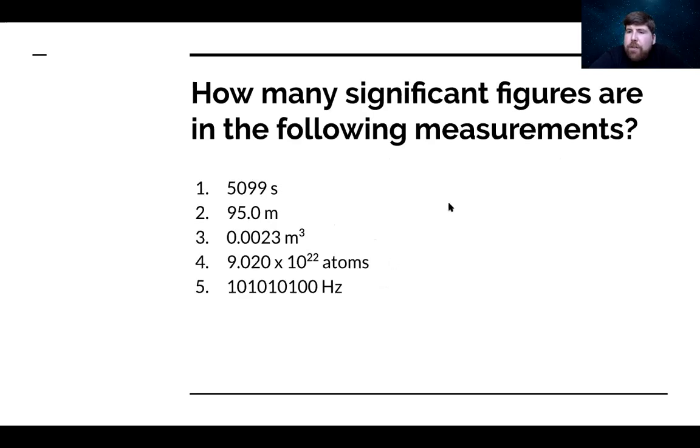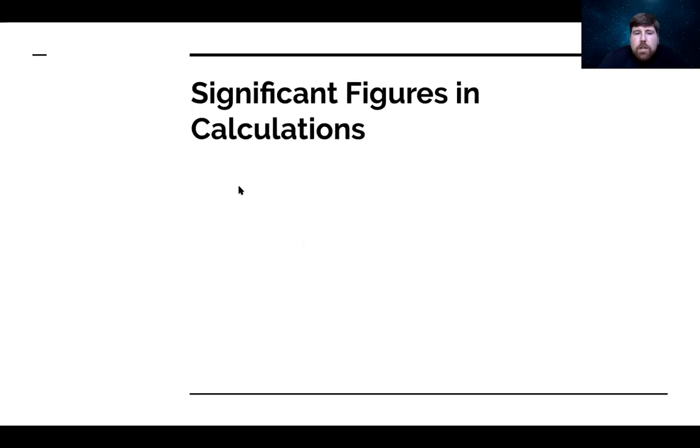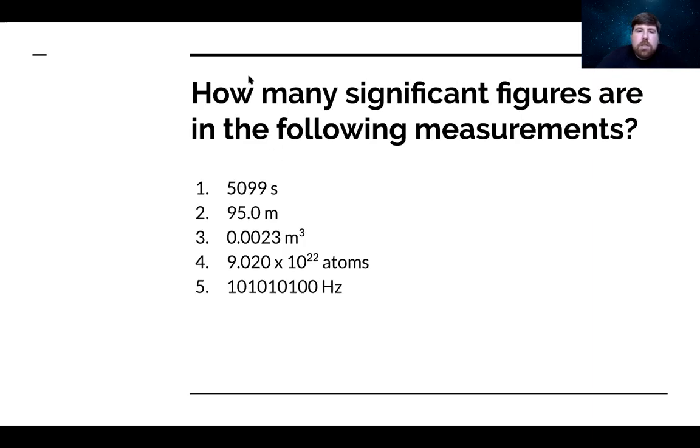So let's look at a few examples here just to make sure we're keeping up with how to identify numbers of significant figures. We have 5,099 seconds. We know that our non-zero digits are significant, so the 5, the 9, and the 9. And this zero here is a trapped zero, making it significant. So there are going to be four significant figures here.